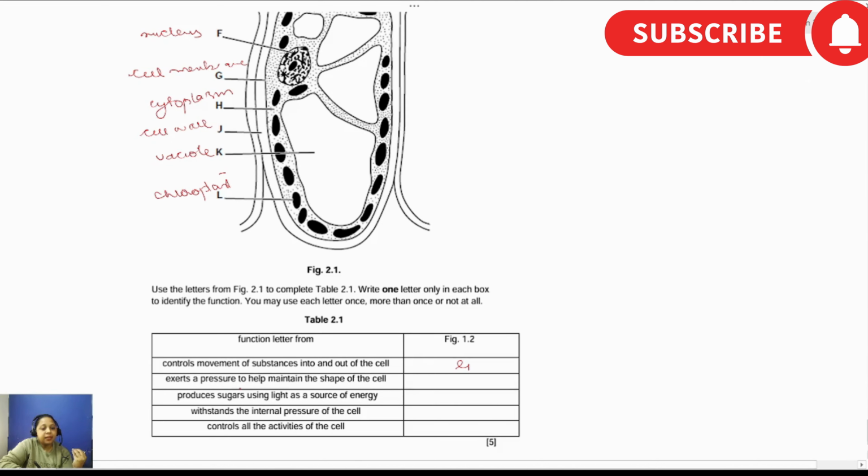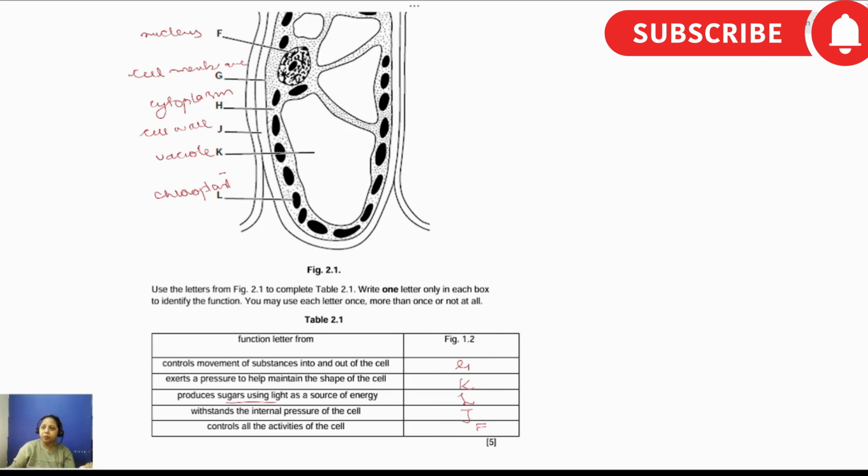Then what exerts a pressure to help maintain the shape of the cell? Like what makes it turgid? That is vacuole, right? So it would be K. What produces sugar using light? That would be chloroplast, L. What withstands the pressure of the cell? It doesn't allow the cell to burst. It's withstanding the pressure. It's bearing the pressure. So it would be cell wall, right? And what controls the activities? Nucleus. Good. So you have to solve it like this.